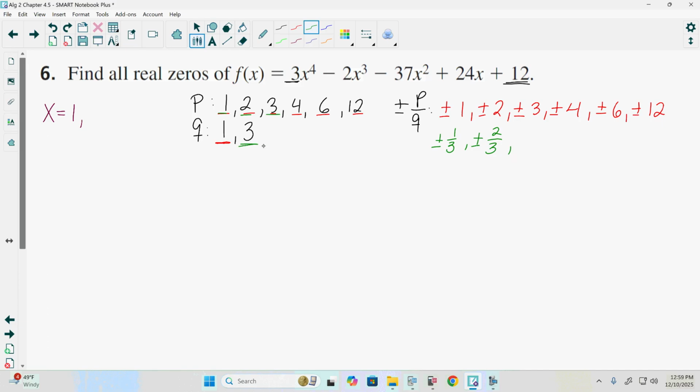Our next setup would be 3 over 3. Well, 3 divided by 3 is 1. 1 is already listed. We don't have it again. 4/3 doesn't reduce. It's not been listed, so 4/3 is our next option. Next, we have 6/3. 6 over 3 is going to be 2. It's already listed. And lastly, we have 12 over 3. 12 divided by 3 is 4. It is already listed. So the only possible rational solutions are these here.